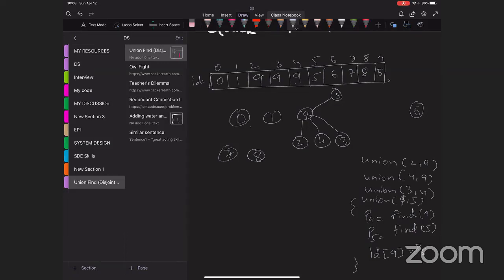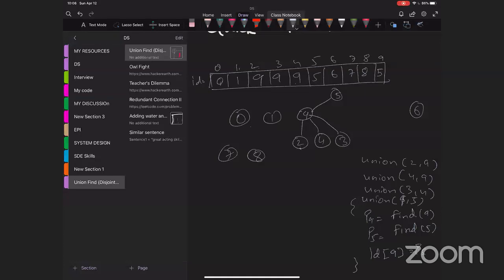But what would be my find code? When I say find parent of 2, ID of 2, what is that code? How does it look? You have to find the parent, so you get the parent of a parent until we get it. Exactly. So find of 0 is simply 0. Find of 1 is 1. Find of 2.